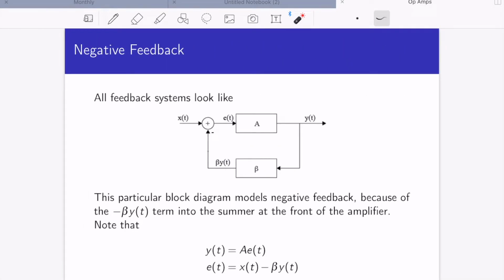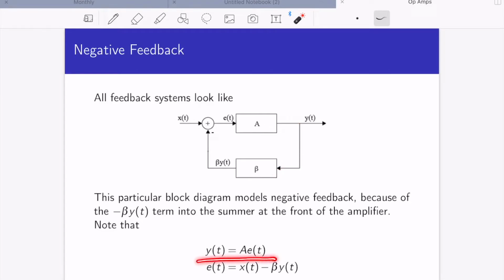So here's a block diagram of a circuit showing negative feedback. We have an input X of t, we have an output Y of t, okay? And this is going to be negative feedback because we have a minus sign on that summing element that's marked with a plus. So what we're going to do is X of t comes in, we add to it a negative beta times Y of t, that's the negative feedback, to get some error value E of t. That then goes through the amplifier to give Y of t, and then that Y of t is fed back again. So we have this feedback system.